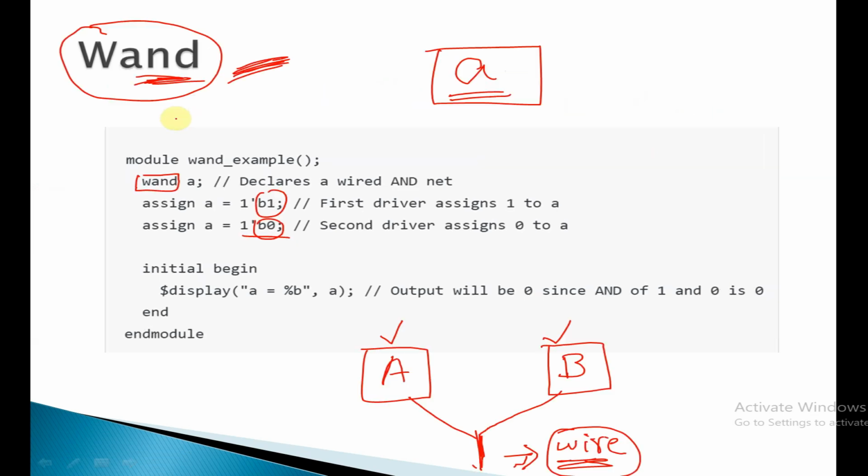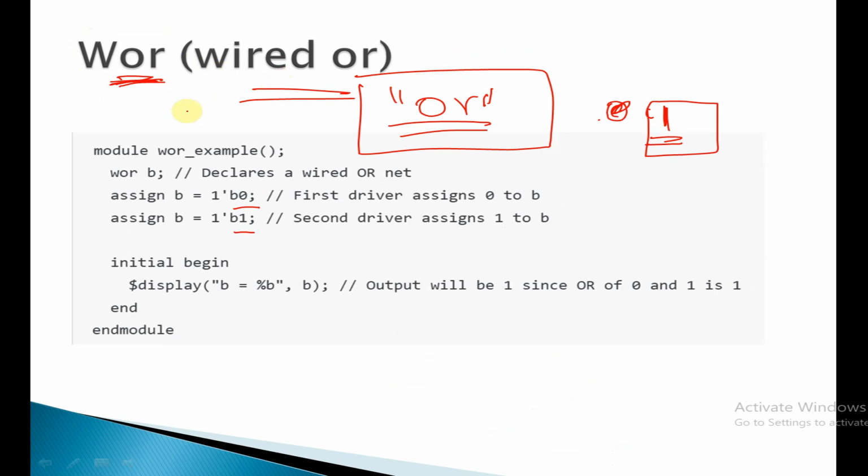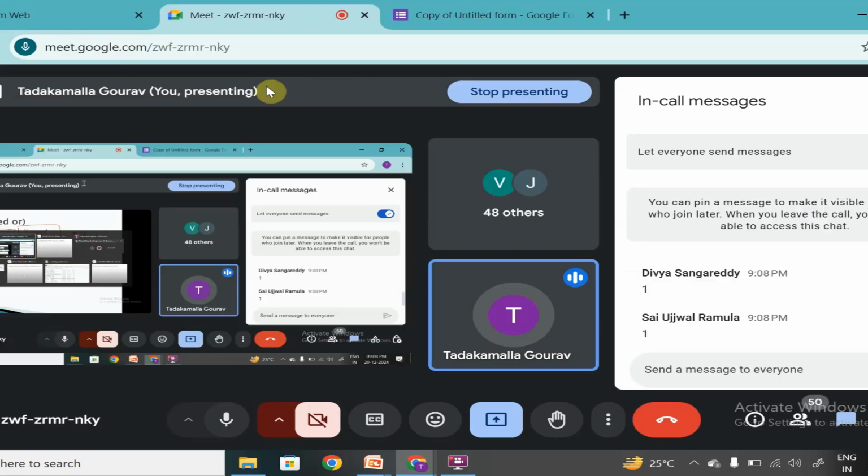So I hope why we are going to use wand and wor is clear. What is the limitation of wire and what is the advantage of wand and wor. I hope it is clear.